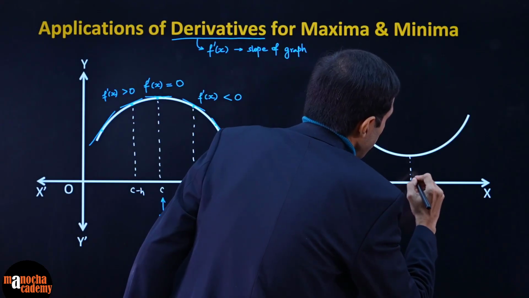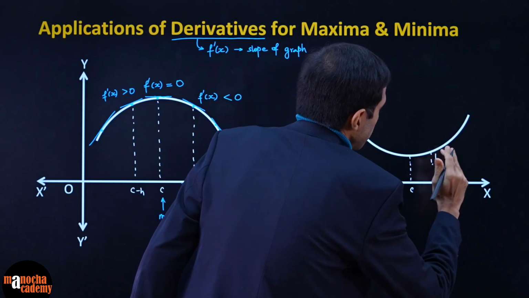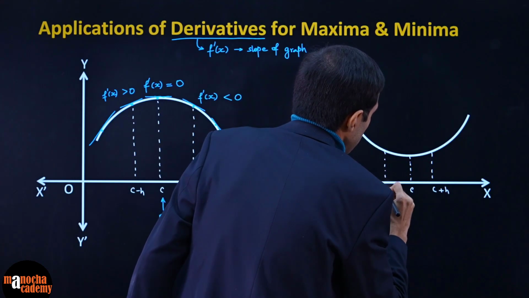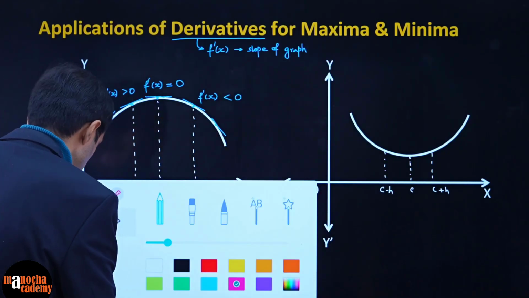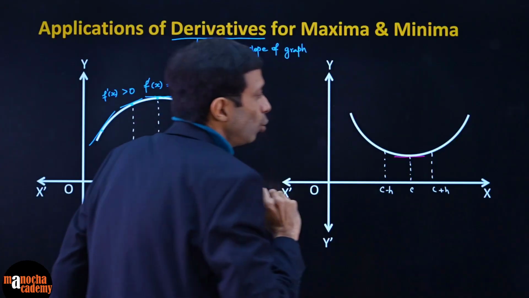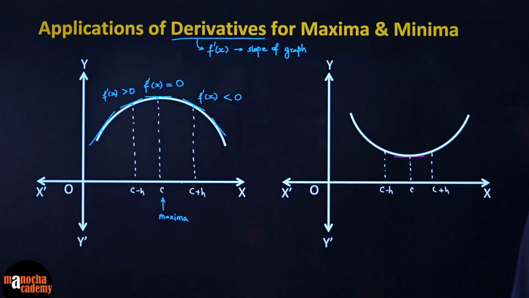Now you will get it yourself. This is my minima at C. Take some neighboring points, C plus H, C minus H. You take a look at yourself and tell me, what will be the slope at the minima? Slope means draw the tangent to the curve. So clearly at the minima point, can you see? Can you guys see and tell me? At the minima point, what is it?